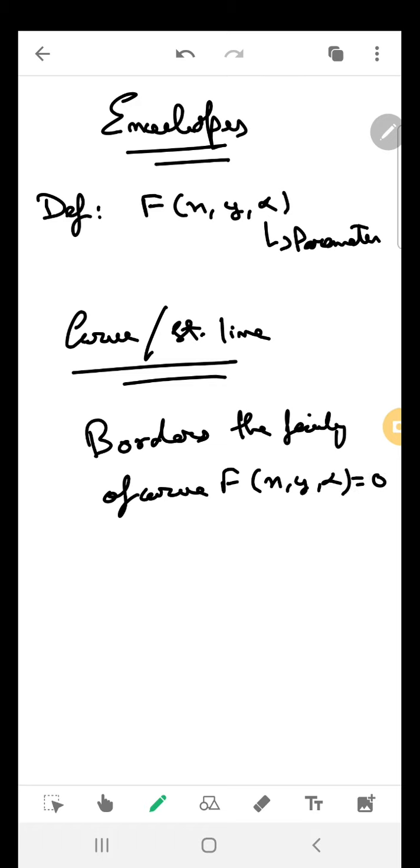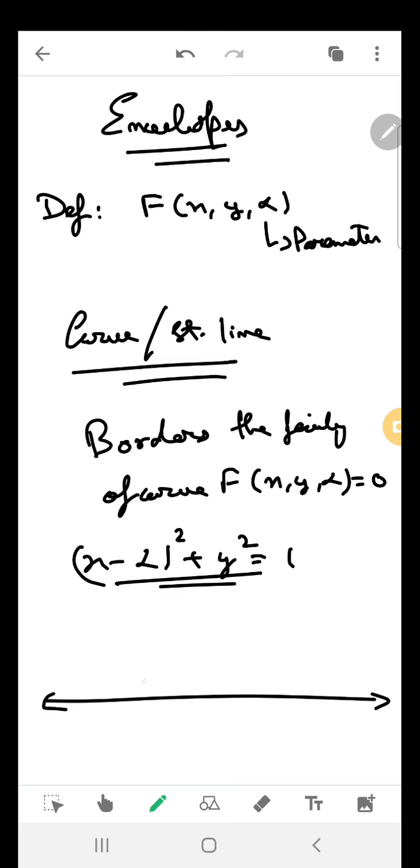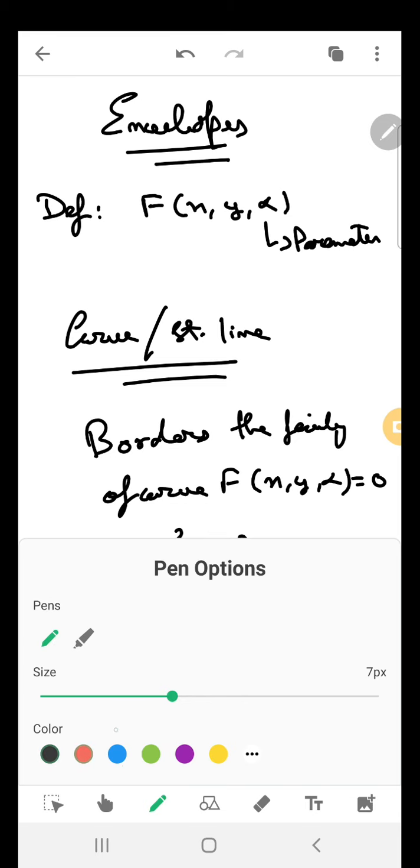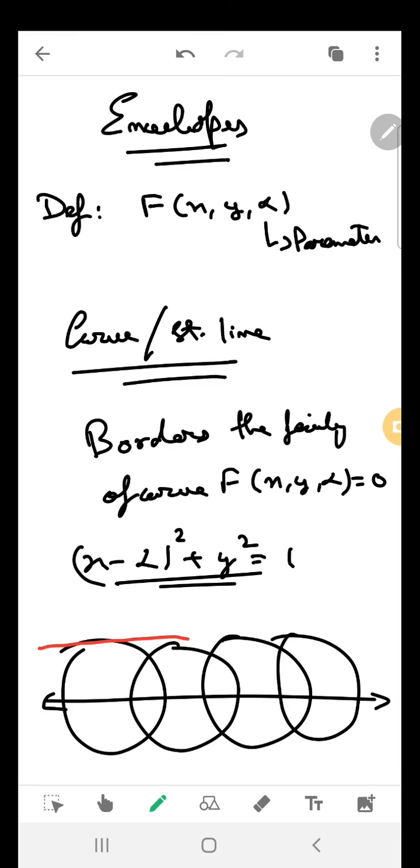Okay, for example, suppose we have the family of curves (x minus alpha) whole square plus y square equals 1. So this basically is the family of all unit circles along the x-axis. Suppose this is your x-axis. So these are the unit circles which you have. You can draw a straight line like this, which will be tangential to each and every circle you can draw with this particular equation. And these two straight lines will be y equals 1 and y equals minus 1.